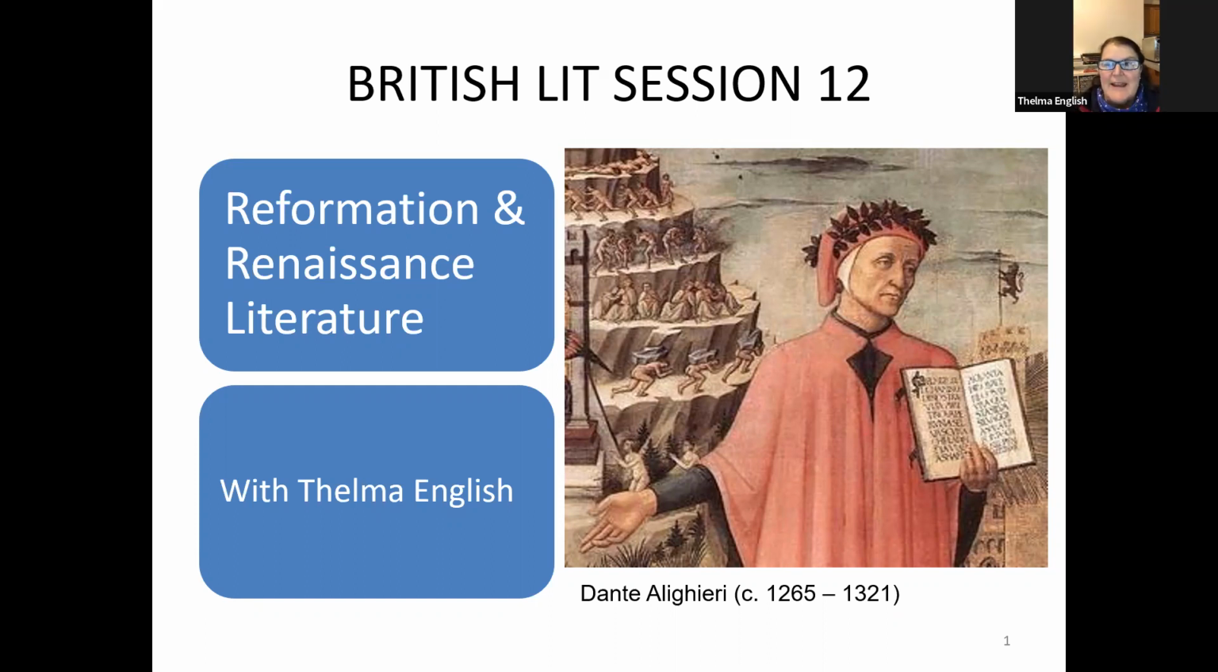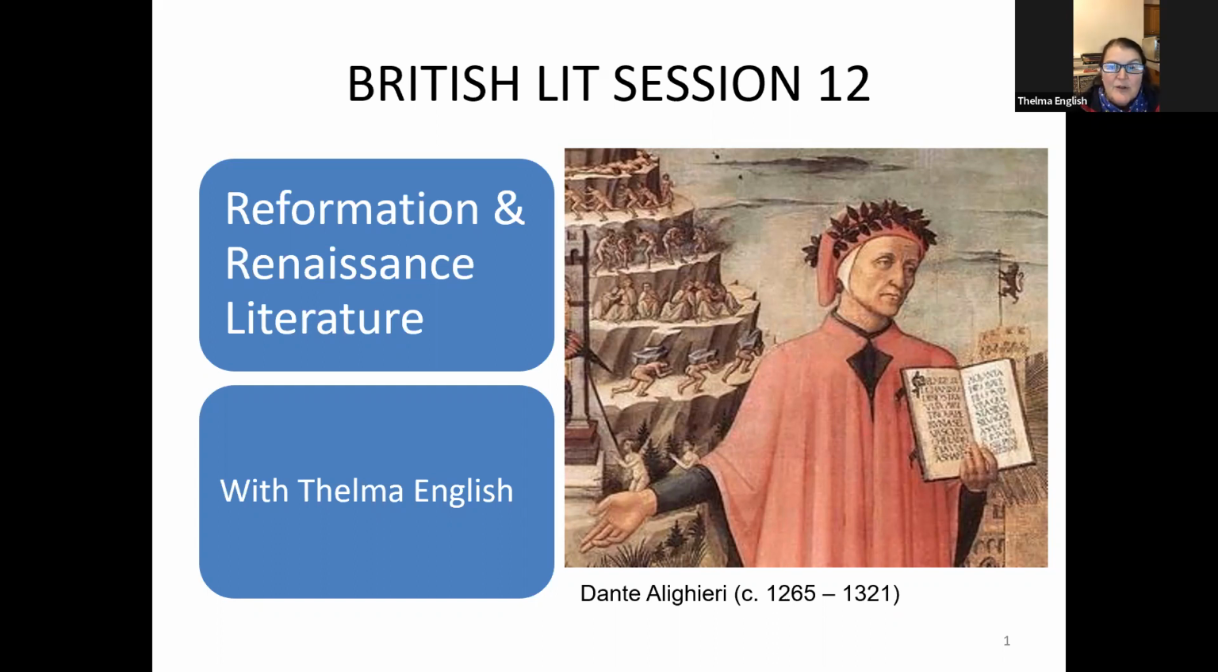We are going to be looking at Reformation and Renaissance literature today, and we're going to have a lot of fun with your syllabus reading. If you don't have a printed syllabus, you need to go to thelmaslibrary.com and select British Lit. There's a giant PDF file, which is the syllabus. It's more than 400 pages long. I do advise that you print that. I usually print them front and back. And when I refer to syllabus pages, that's what I'm referring to.